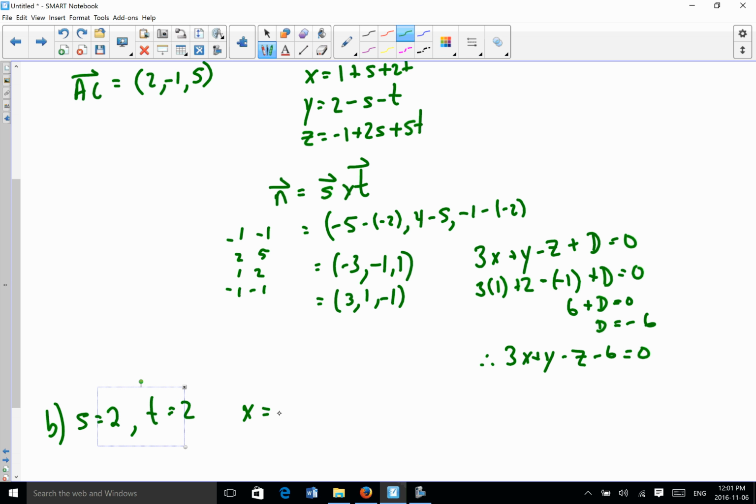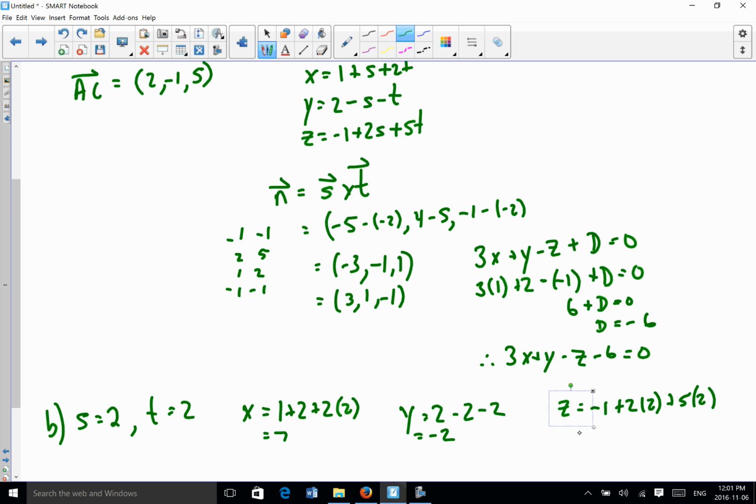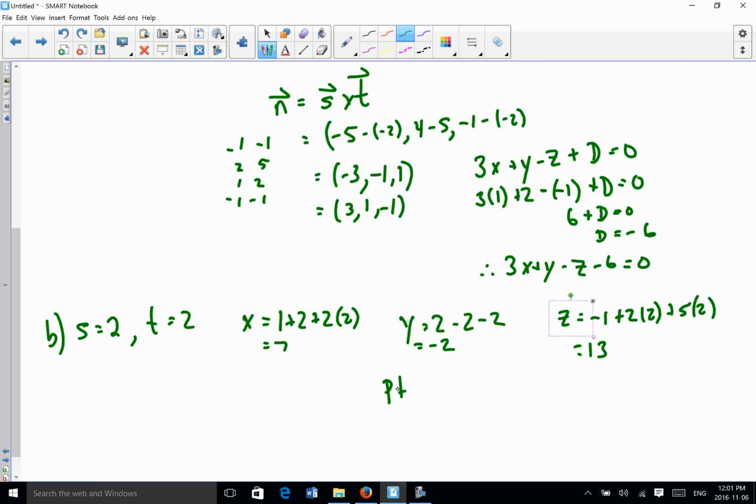Well, in that case, x would be 1 plus 2 times 2. In other words, I get 7. My y will be 2 minus s minus t, which gives me negative 2. And z would be negative 1 plus 2 s's, 2 times 2, plus 5 t's, which gives us 13. So another point on the plane would be 7, negative 2, and 13.